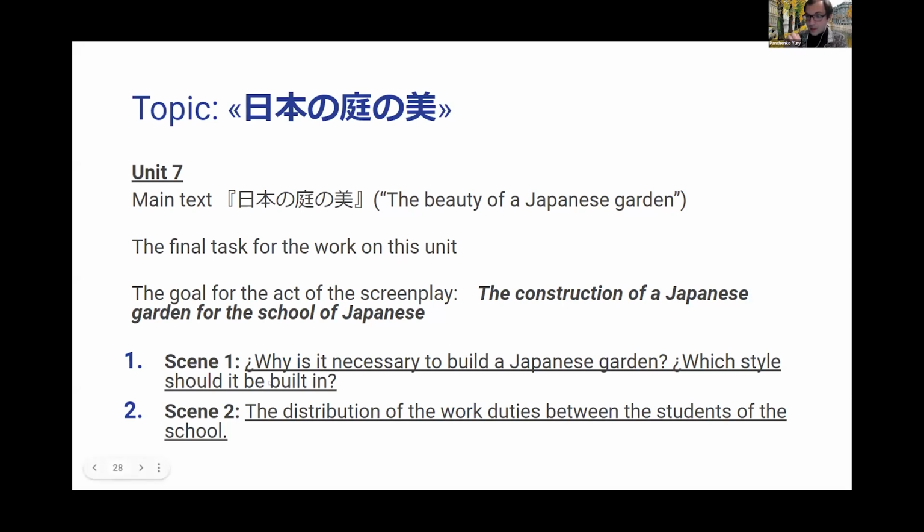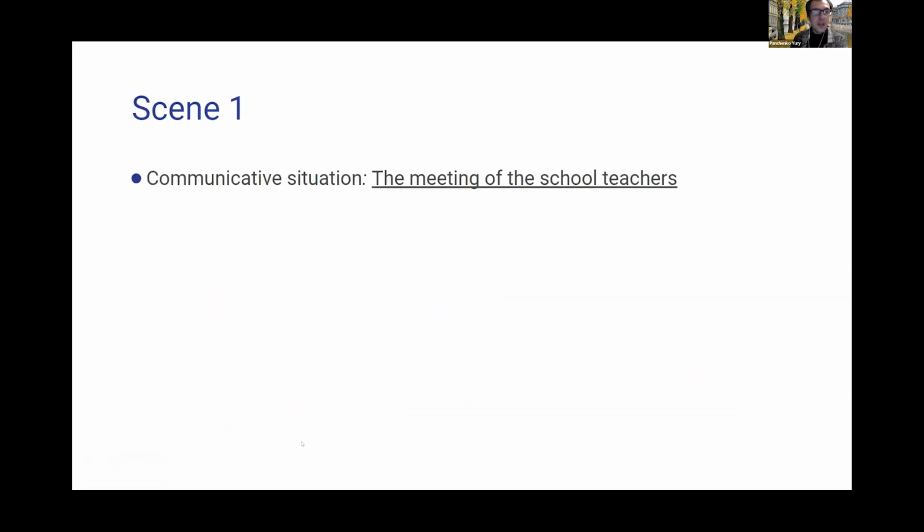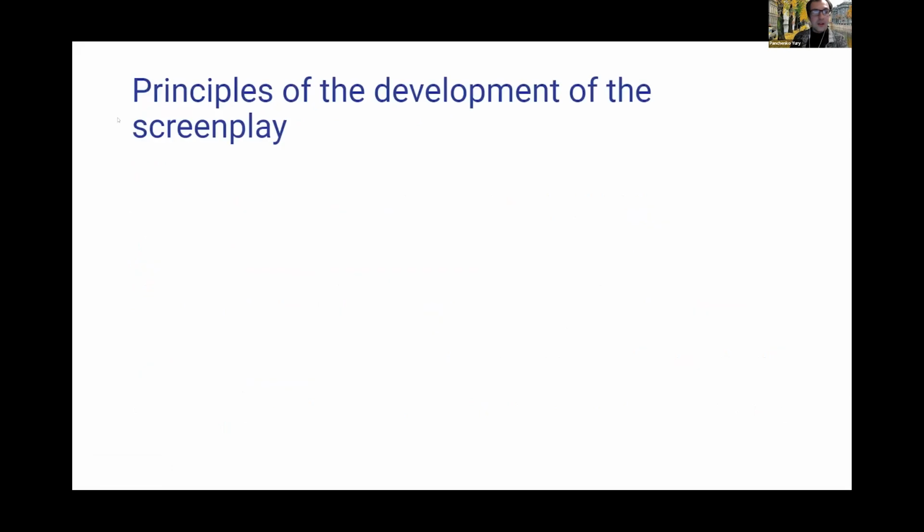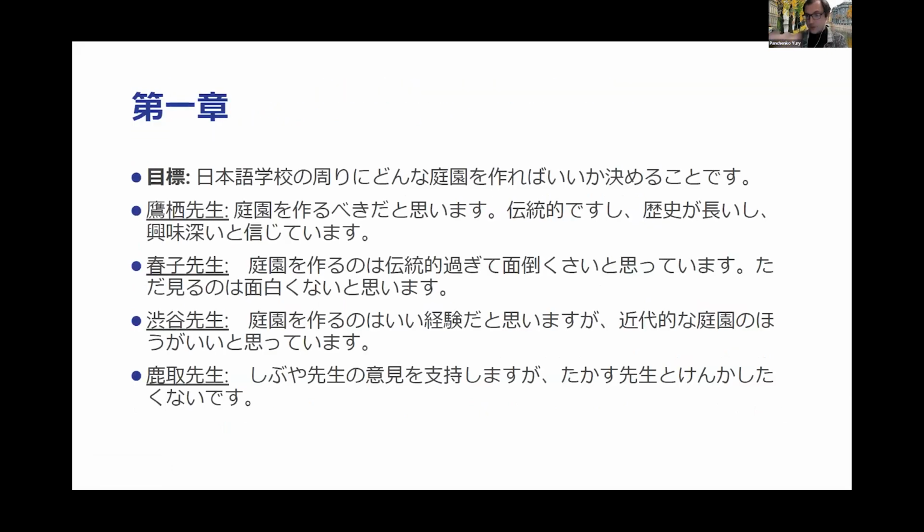In scene 1, they had to discuss in Japanese on Google Docs: why is it necessary to build a Japanese garden? Which style should it be built in? And then they had to distribute the work duties between the students of this digital virtual school. For example, here, I explain this slide. Here is the communicative task I gave to the students in Google Docs. Here we have the goal. So they had to decide why the Japanese garden should be built for the school. And here they had mentioned some positions for teachers. Each position was different from another.